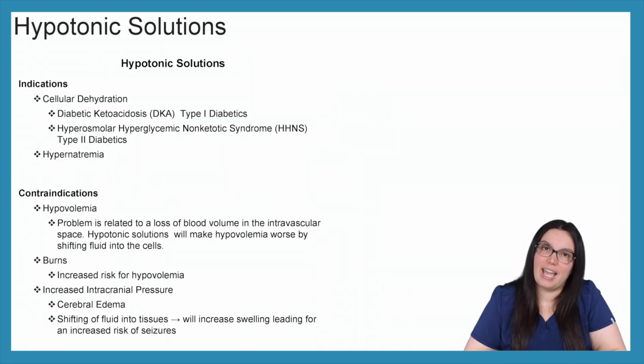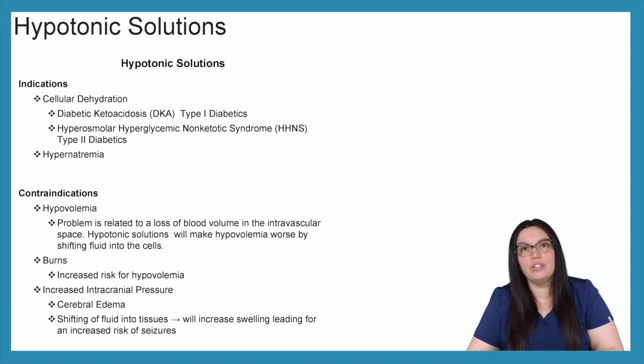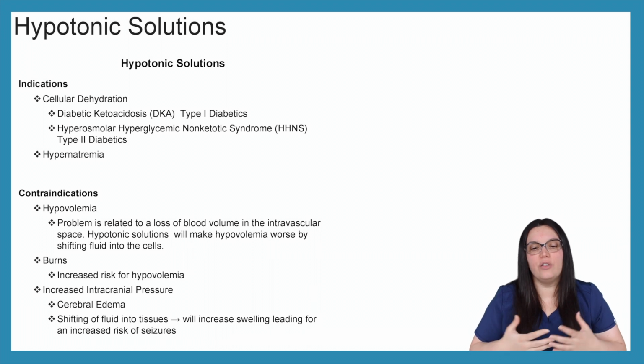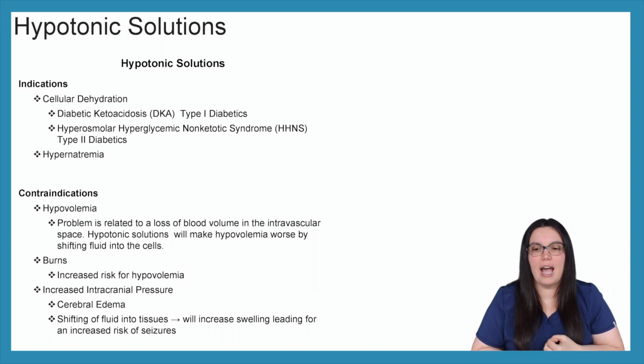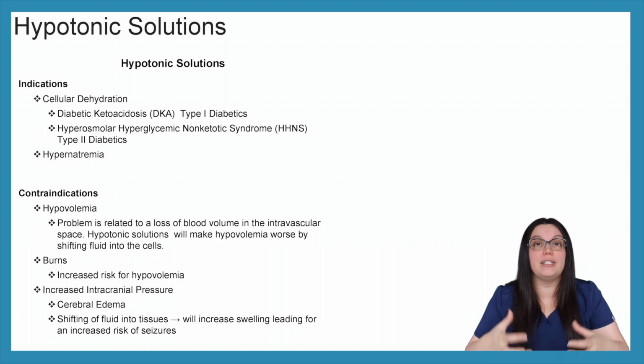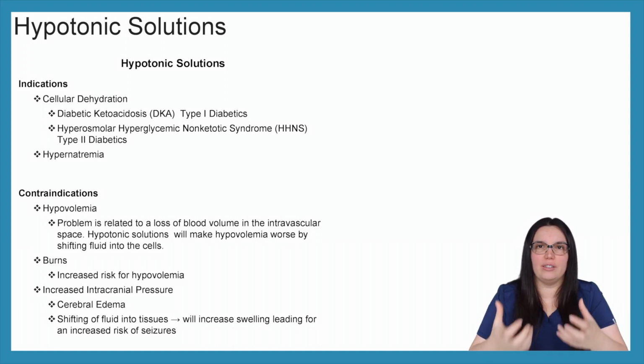So what are some indications when we're giving hypotonic solutions? One is cellular dehydration. Cellular dehydration causes the cells to shrink because all the solutes are now on the outside of the cell, such as our sugars and increased sodium, causing a hyperosmolar state in the blood. Hypotonic solutions are beneficial by causing that fluid to shift back into the cell. This is when we would really want to give those hypotonic solutions, when we need to rehydrate those cells.